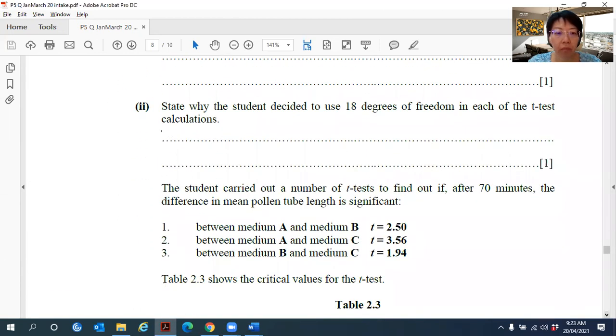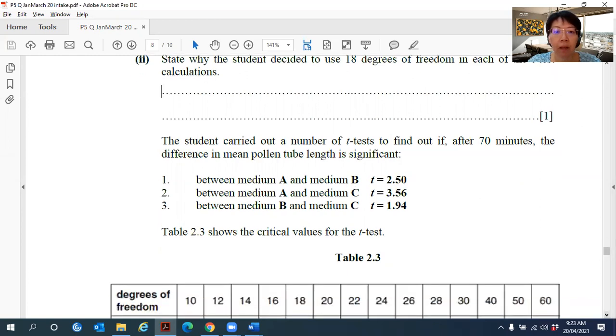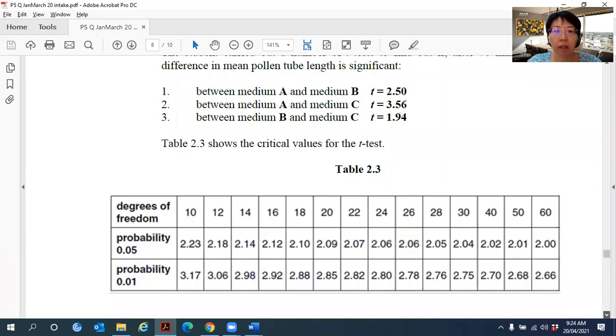Okay. So the students carry out a number of t-tests to find out if after 70 minutes, the difference in mean pollen tube length is significant. So the t value has been calculated here. And with this t value, can you see that it's actually comparing the mean between two media. So medium A and B, A and C, B and C. So there's a table given here, which is very good. So a table of degrees of freedom.